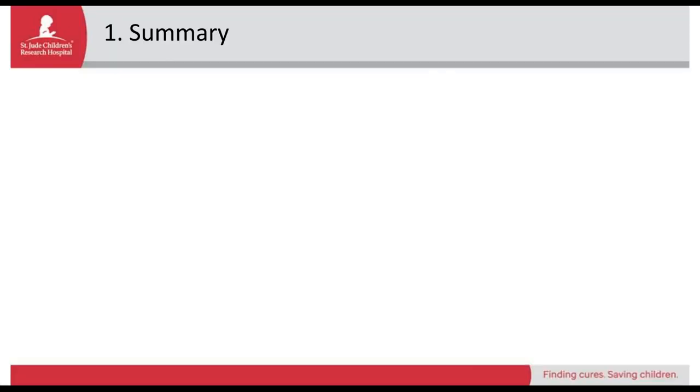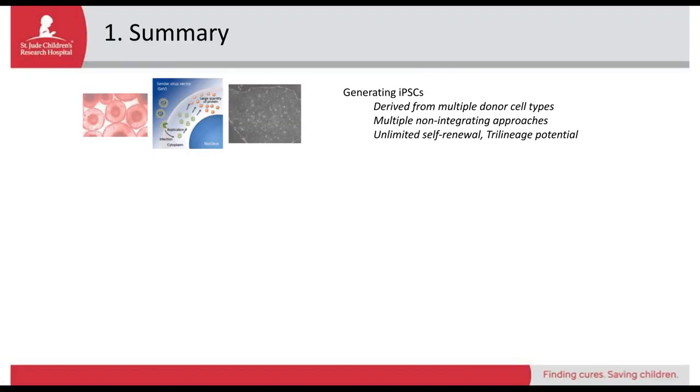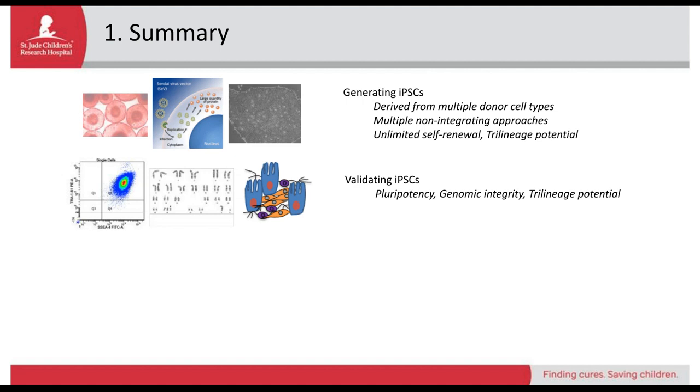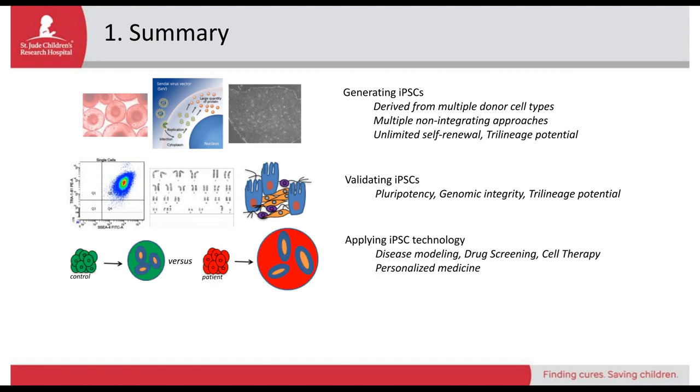Okay, so to summarize the first part of my talk, I basically showed you that iPSCs can be derived from multiple donor cell types using multiple non-integrating approaches. iPSCs can undergo unlimited self-renewal and have trilineage potential. To characterize and validate iPS lines, we need to look at the expression of pluripotency markers. We need to check their genomic integrity periodically, as well as demonstrate their ability to differentiate into ectoderm, endoderm, and mesodermal lineages. Then there are the applications of iPS technology in disease modeling, drug screening, cell replacement therapy, and most importantly, this allows for personalized medicine, which is still a few years away, but that is the eventual goal.